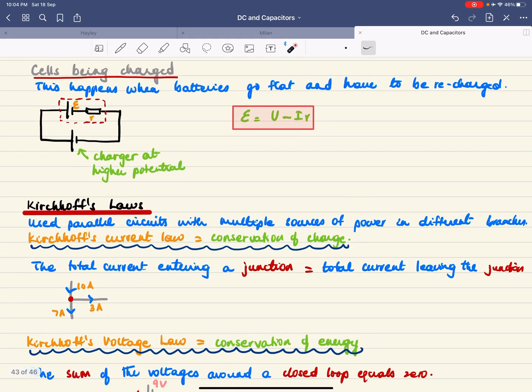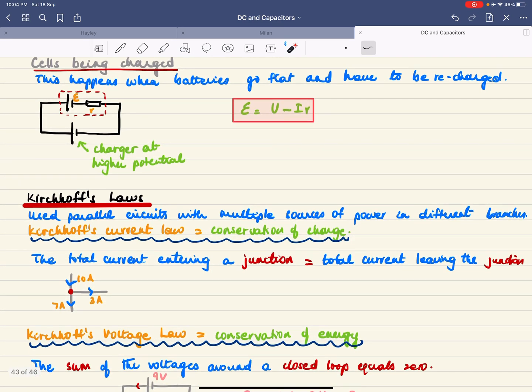Moving on to Kirchhoff's laws. These are used in parallel circuits where you have multiple sources of power in different branches. There are two Kirchhoff's laws. There's Kirchhoff's current law, and because current is a flow of charge, it's to do with conservation of charge. This has to do with what happens at a junction, where you have more than one pathway. The total current entering the junction is equal to the total current leaving the junction.